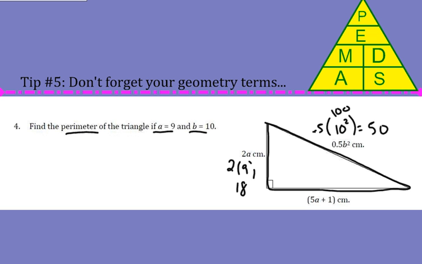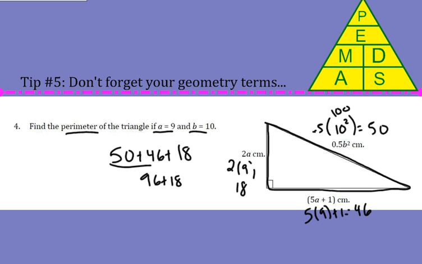Down here, 5 times 9 plus 1, so that's going to be 46. So your perimeter is going to be 50, 46, and 18. All right, so those two together, that's 96 plus 18, so that's going to be 114 centimeters. And it's only centimeters, not centimeters squared, not centimeters cubed, because you're not looking at area and you're not looking at volume.